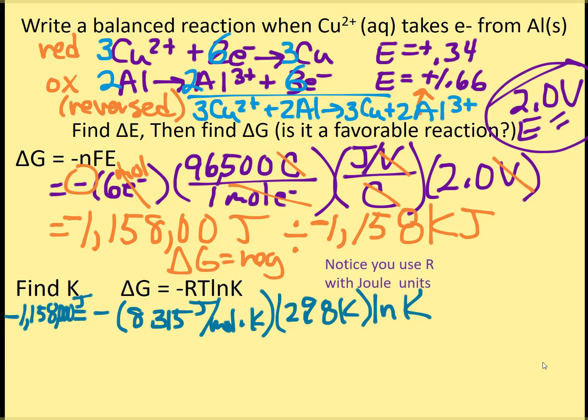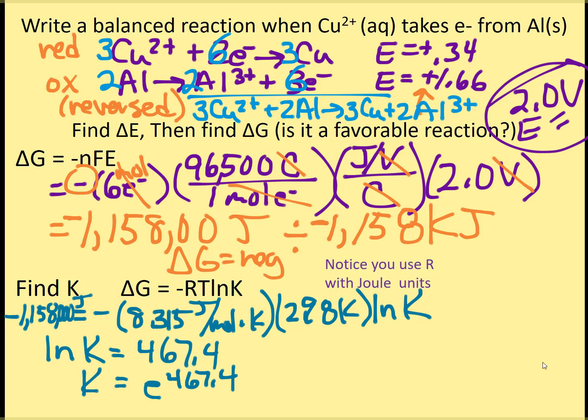So that's the biggest advice that I can give you, is make sure you write out all your units so that everything is matching and you can see how everything cancels out. So go ahead and do this math, and I end up with my natural log of K as equal to 467.4. And then to remember, to get it out of the natural log, you are going to raise this as an exponent of E. And when I do this, I get a really large number.